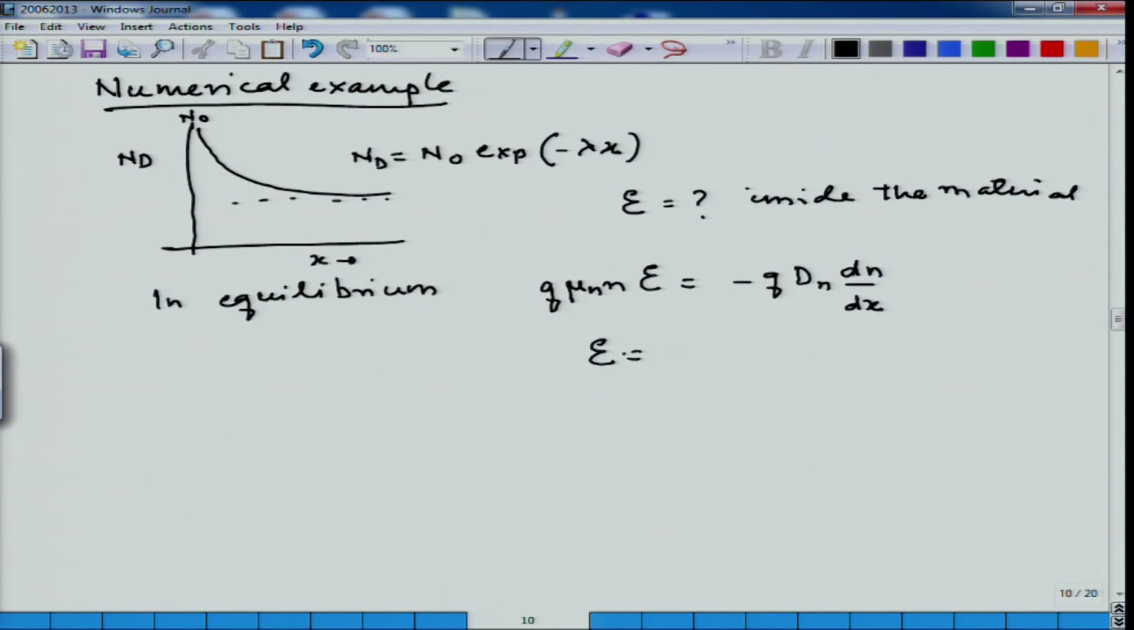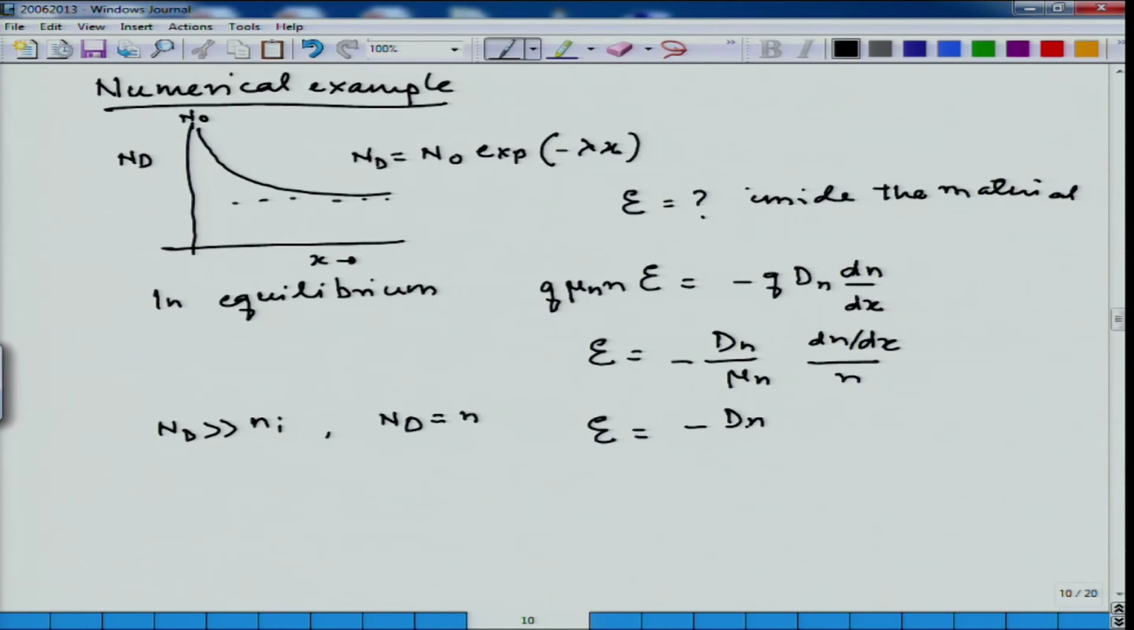So, electric field is going to be nothing but minus D_n over mu_n, times dn/dx over n. Since I do not know n, I know N_D, and if N_D is much greater than the intrinsic carrier concentration, then I can assume that n is equal to N_D for complete ionization.